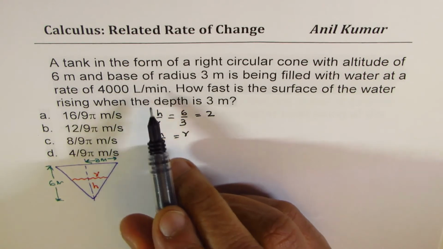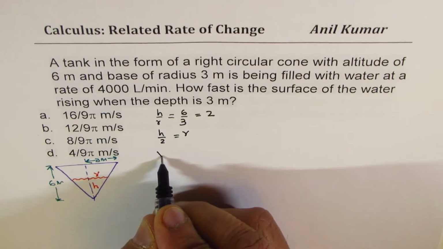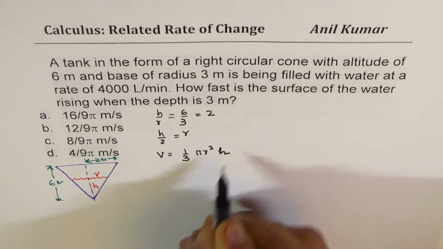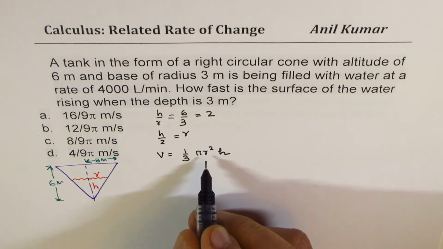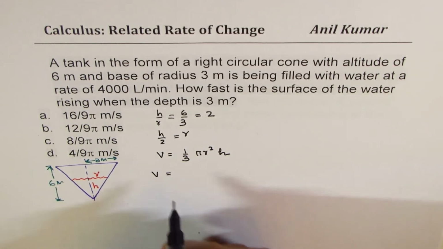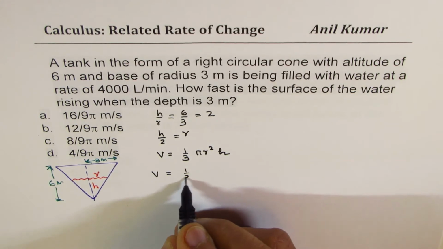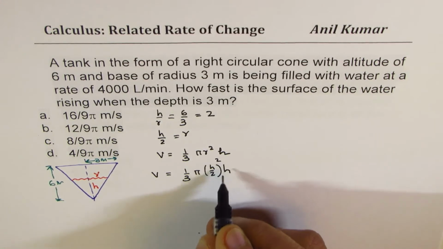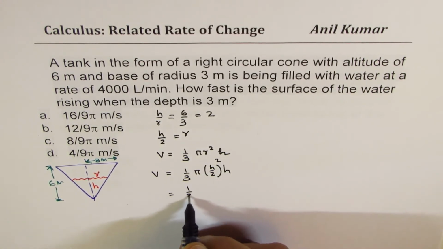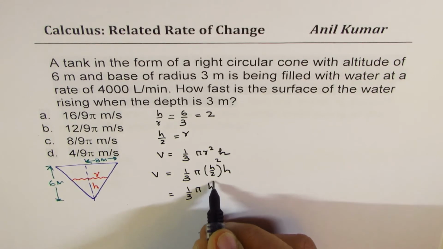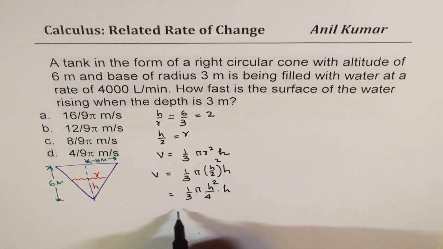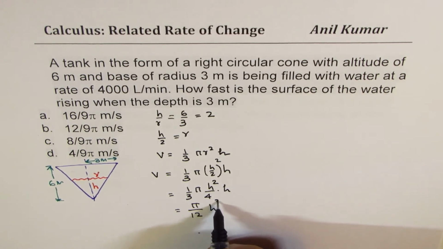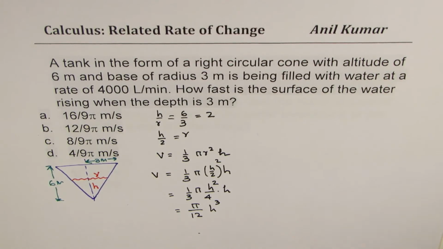The volume is given to us by the formula for a cone. Volume is 1/3 of pi r squared h. Now writing r as h over 2, we get the equation in terms of height. So 1 over 3 pi, r is half of h, whole squared, times h. That gives us 1 by 3 pi h squared by 4 times h, or we can write this as pi over 12 h cubed, correct? So that becomes the relation for volume.